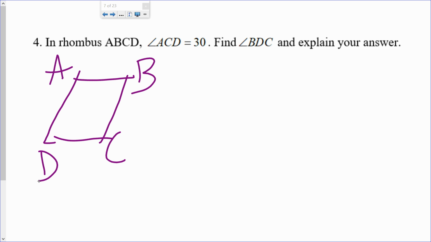ABCD, angle ACD. So we've got the diagonal there is 30. Find BDC and explain your answer. BDC. Well, in rhombus ABCD, ACD is 30.